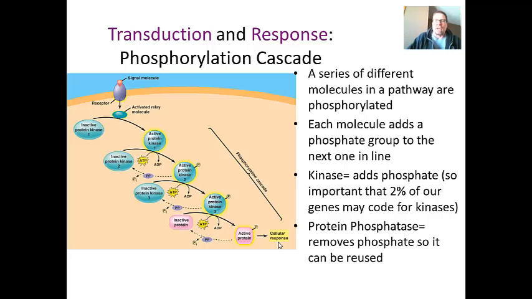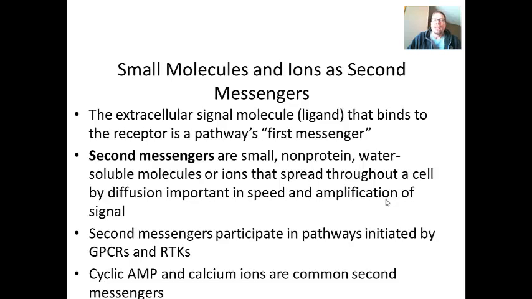And we talked about kinases before. They are enzymes that work with proteins. The phosphatases remove the phosphate so it can be reused. About 2% of our genes may code for kinases, just because of these pathways that help amplify and fine-tune the signal. Now that's a direct pathway.